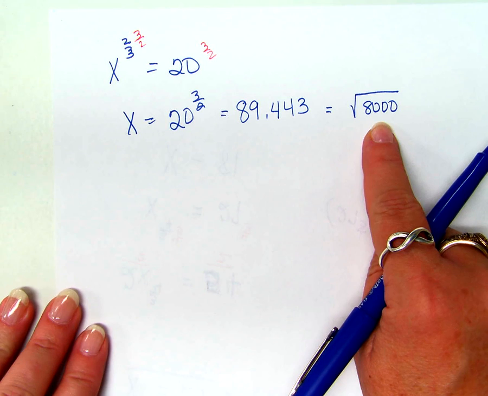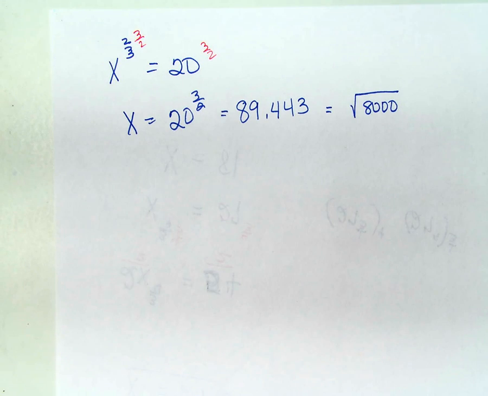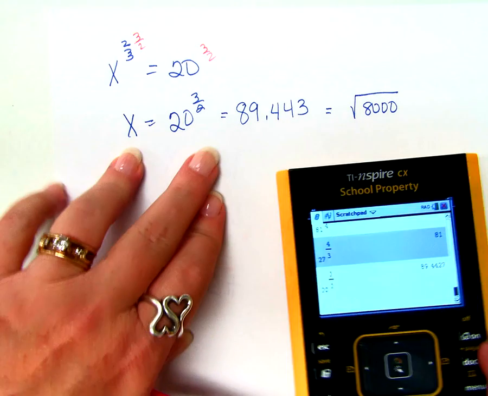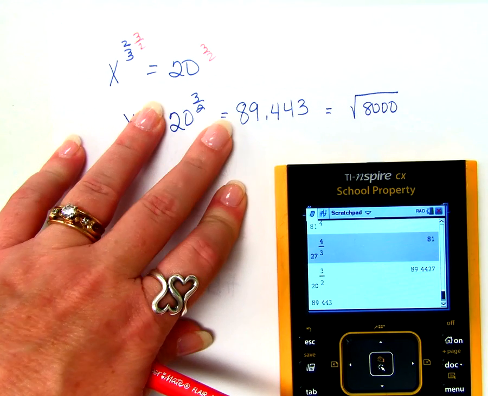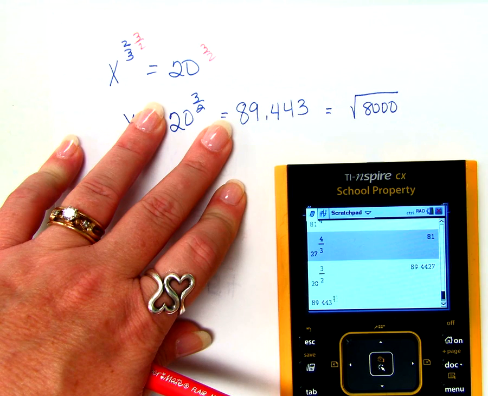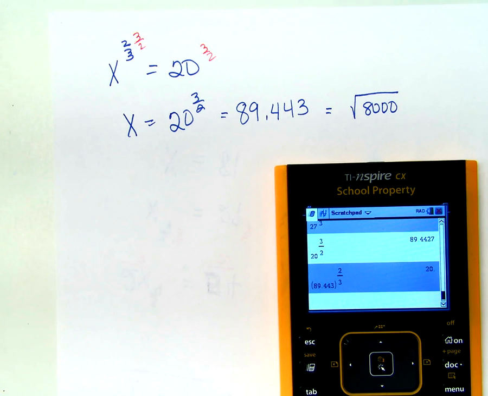Oh, wait, is that the right answer, by the way? Is this the right answer? How could we know that for sure? So if I said 89.443 raised to the 2/3 power? Huh. Boom. Right?